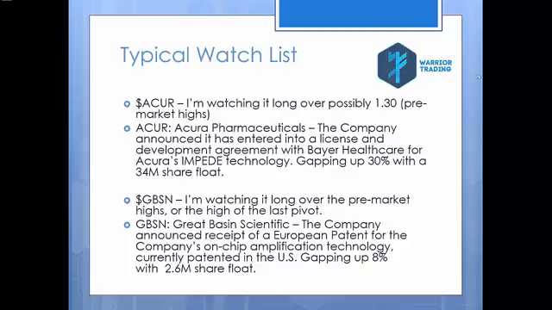All right, so ACUR, I'm watching it long, possibly over 130, the pre-market highs, and this was the news on it. It's gapping up 30% with a 34 million share float. GBSN, I'm watching it long, over the pre-market highs, or over the high of the last pivot. That would be kind of like a bull flag. And this is the news, gapping up 8%, but with a 2.6 million share float. And that's a very low float. Some stocks trade with floats of over 1 billion shares. So when you see a float below 10 million, it's a very low float.